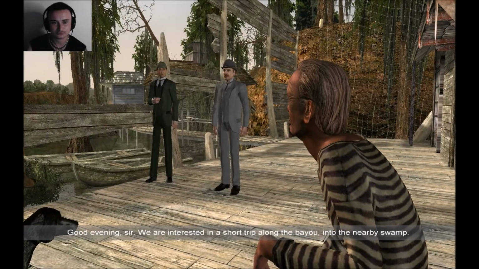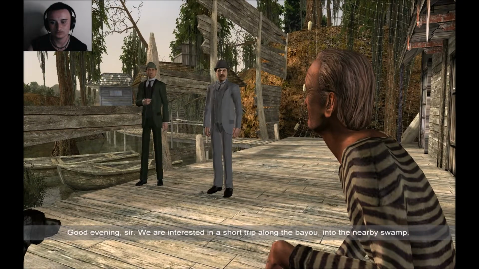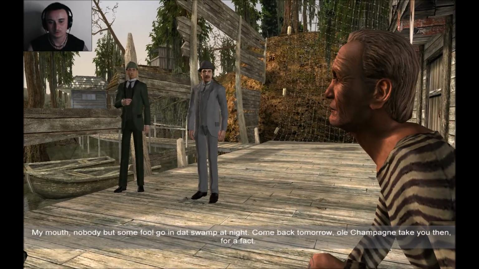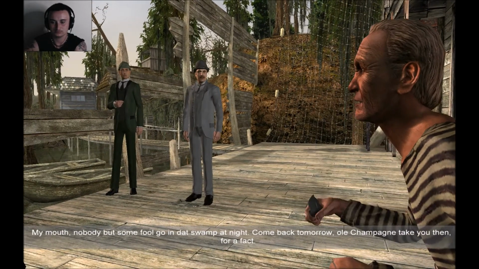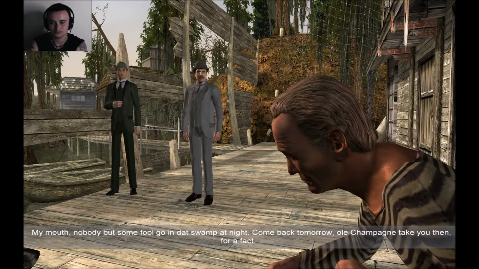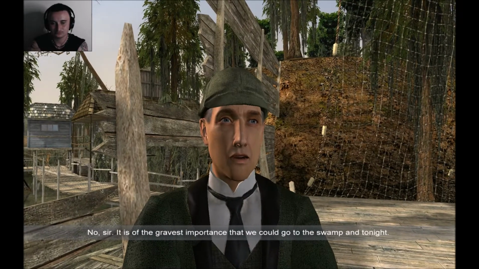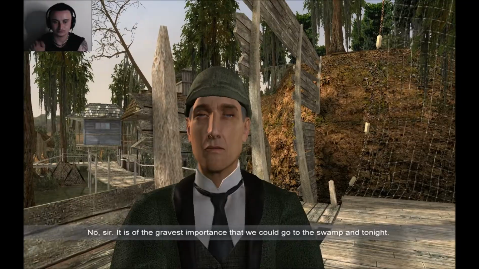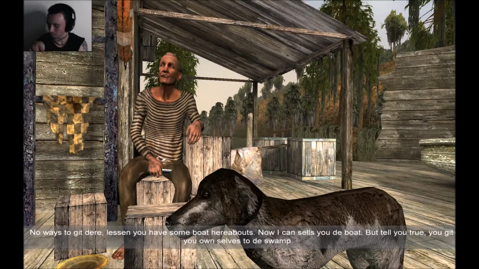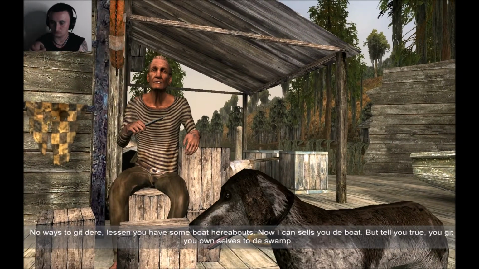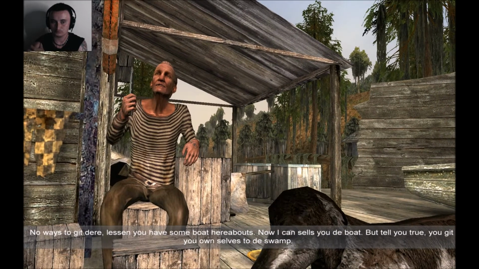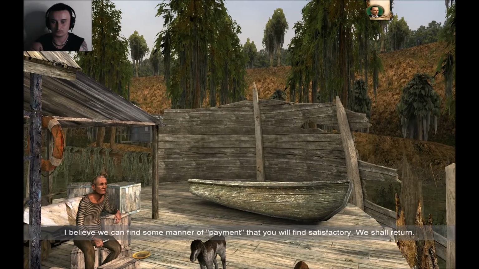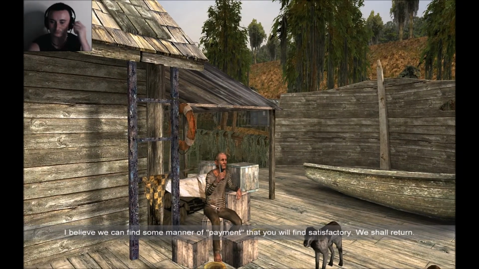Good evening, sir. We are interested in a short trip along the bayou into the nearby swamp. My mouth, nobody but some fool go in that swamp at night. Come back tomorrow. Old Champagne take you then for a fact. No, sir. It is of the gravest importance that we could go to the swamp, and tonight. No ways to get there. Unless we have some boat hereabouts. I can sell you the boat, but tell you true, you get your own selves to the swamp. I believe we can find some manner of payment that you will find satisfactory.